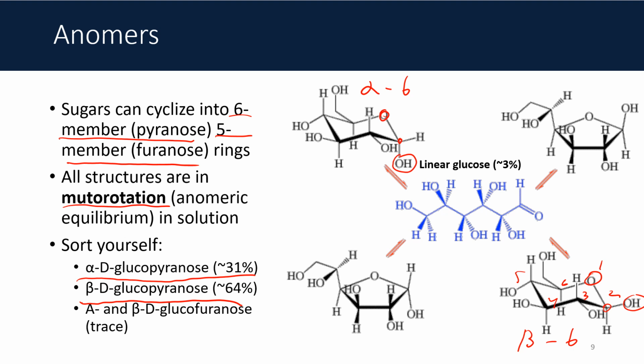Now, if you're good at math, you may notice that 31 and 64 don't exactly add up to 100, and that's because 3% of the glucoses in solution partition to the linear state, and trace amounts, way less than 1%, adopt the furanose configurations shown over here. Measurable, but not really significant in a biological context. So the takeaway here is when you picture a glucose molecule in solution, it's not a static entity. It's interchanging throughout all these possible configurations.